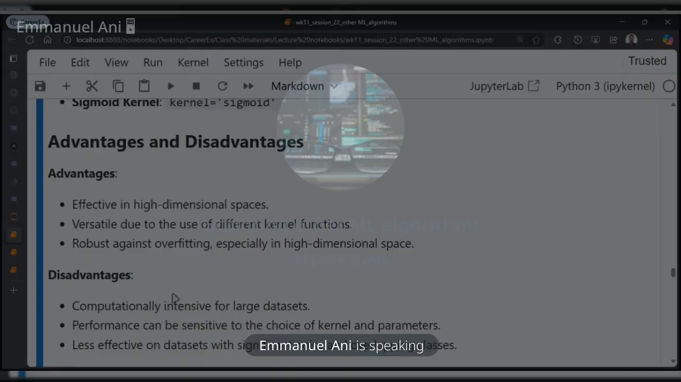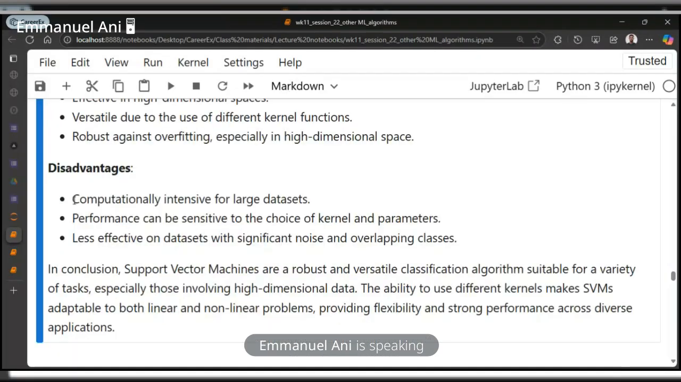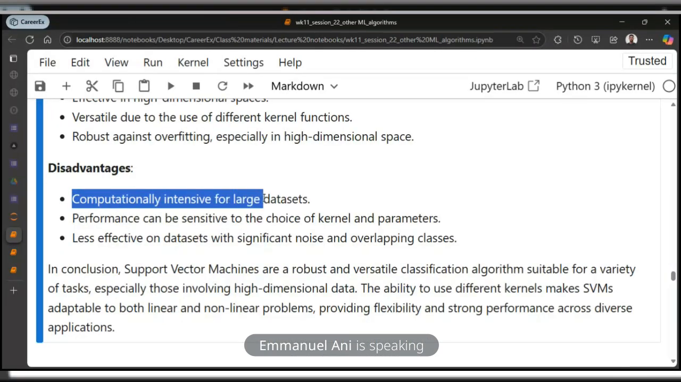So let's look at the disadvantages. SVM is computationally intensive, especially when you're working with large data sets. All right. When you're working with large data sets, you actually have to use a lot of computing resources. So if you have a lot of computing resources at your disposal, that's fine. You don't have to worry.